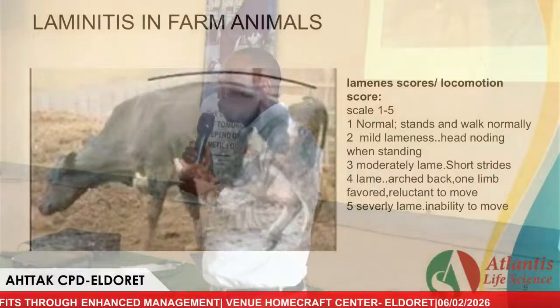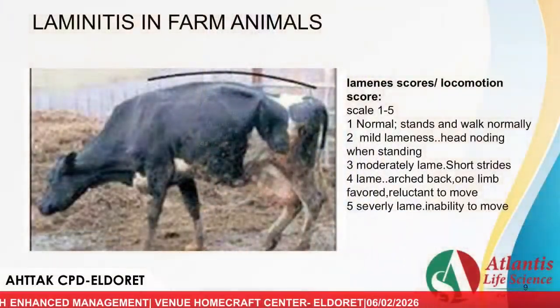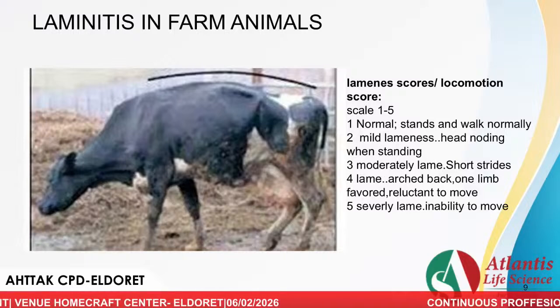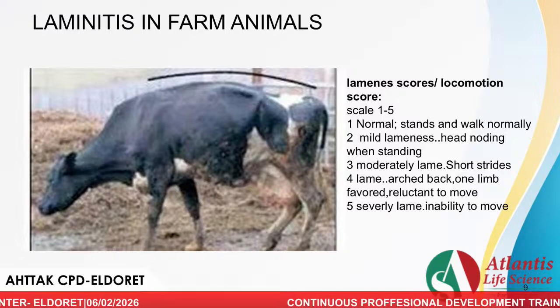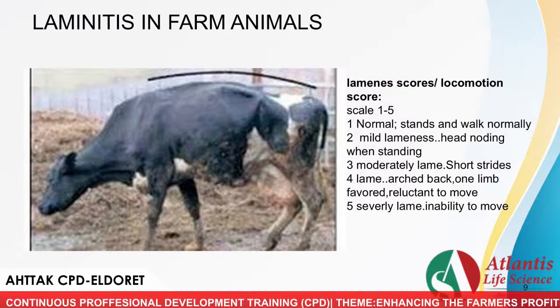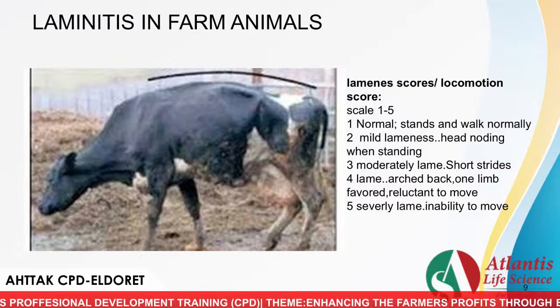Scale number 2 is where you now have the lameness symptoms coming in. For scale number 2, when the cow gets up, there is what we call nodding of the head, yes, because of the pain. That alone. But when you look at the animal feeding and doing all that, it has a problem.